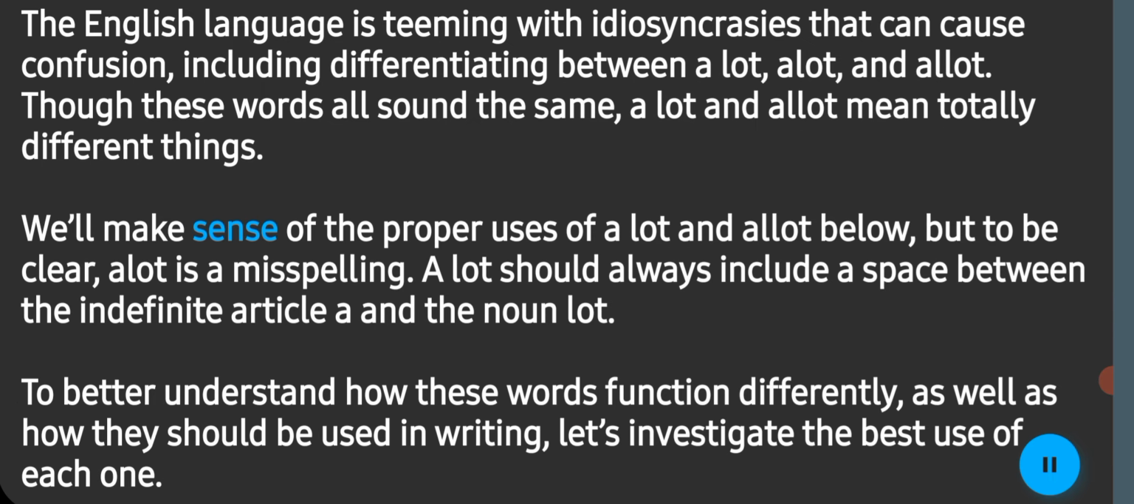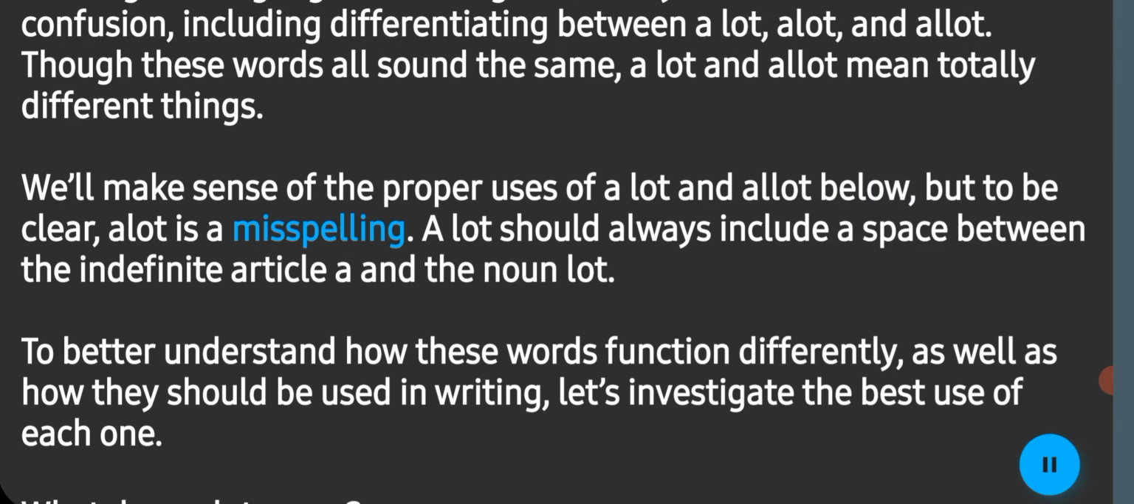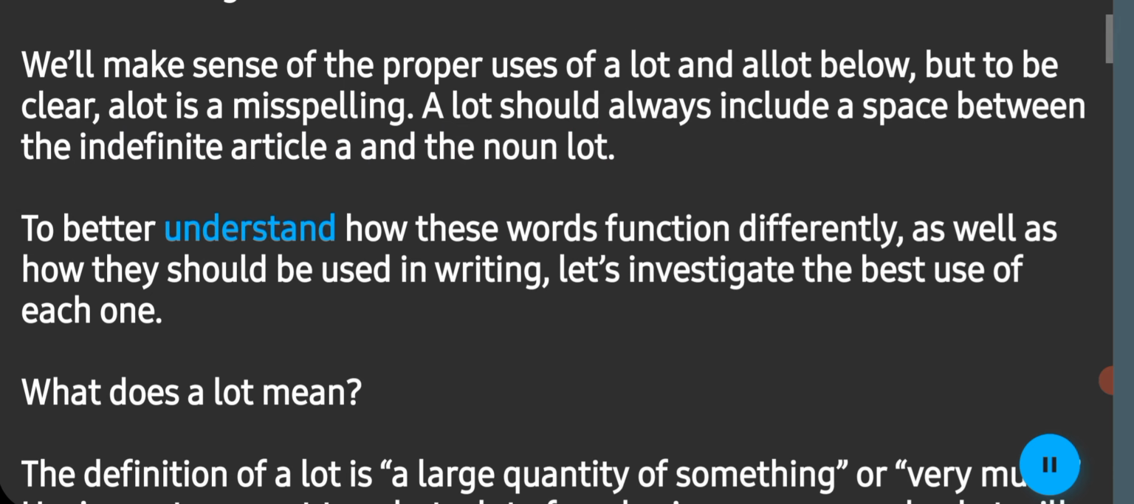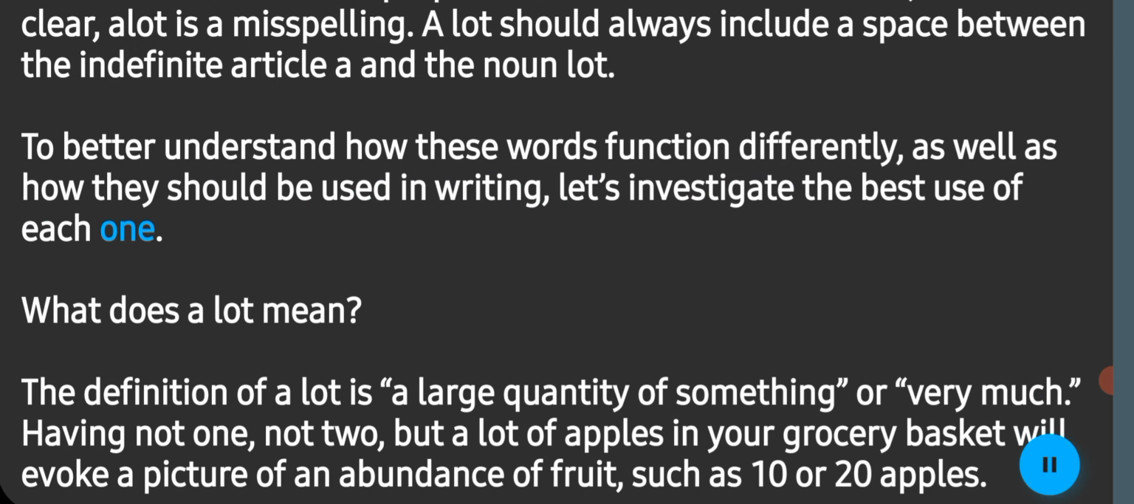We'll make sense of the proper uses of "allot" and "a lot" below, but to be clear, "alot" is a misspelling. "A lot" should always include a space between the indefinite article and the noun "lot." To better understand how these words function differently, as well as how they should be used in writing, let's investigate the best use of each one.